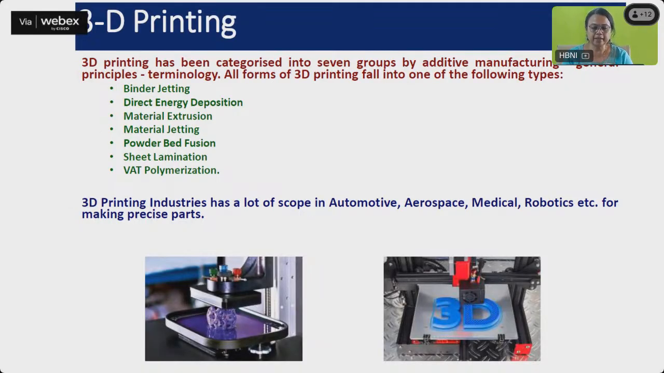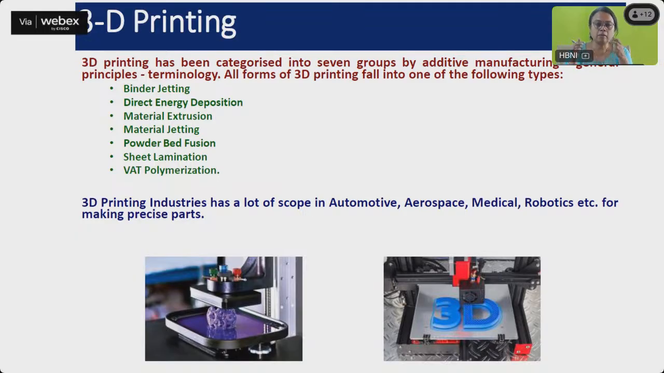So 3D printing has been categorized by additive manufacturing principle, like binder jetting, direct energy deposition, material extrusion, material jetting, powder bed fusion, sheet lamination, vat polymerization. So these are different methods which are being used. I'm not going into all of those, but this is an overview of 3D printing, which is used for making many devices nowadays. In actual use, it is used in automobiles, aerospace, medical robotics, and medical implants, human implants.